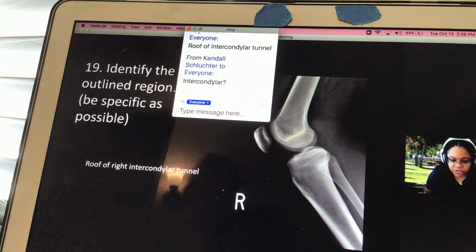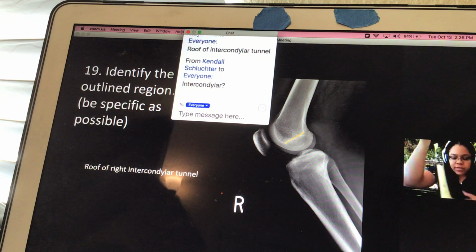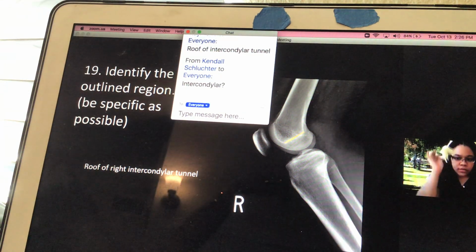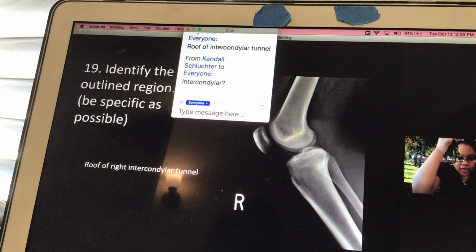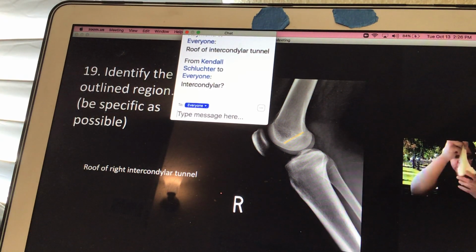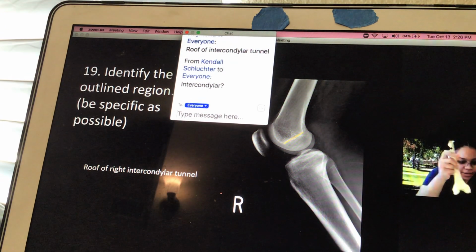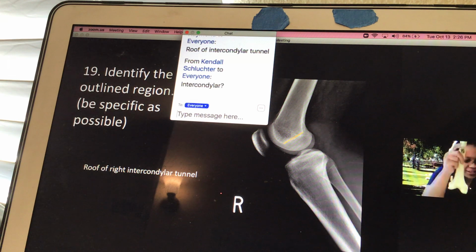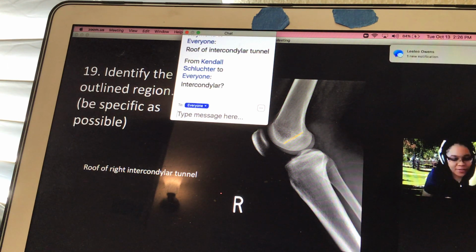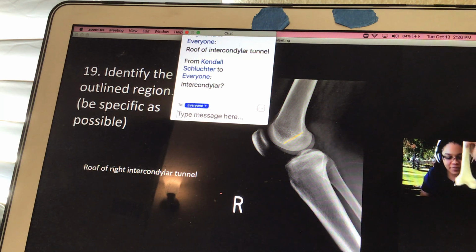So again, it's another structure that you won't typically see as an anatomic structure itself, but it would represent, why is it disappearing? That's what I get for using this background. Anyways, the intercondylar tunnel is projected there, so the border above that would be that roof.